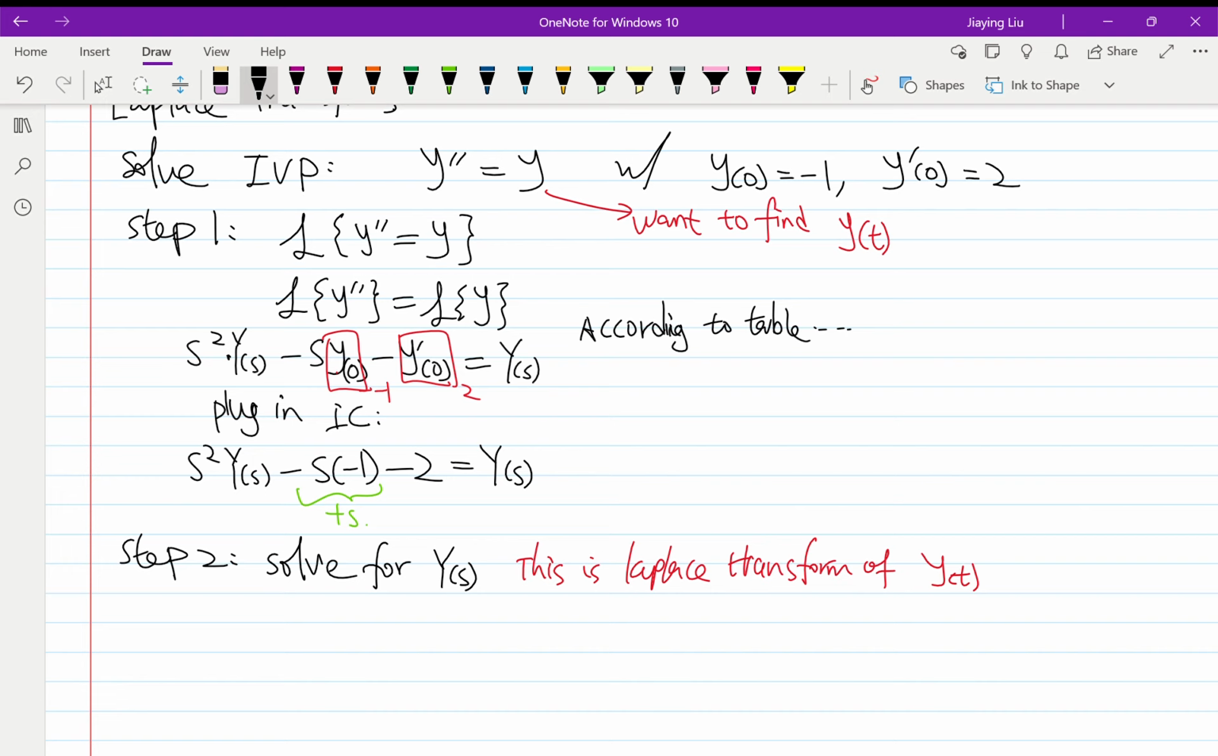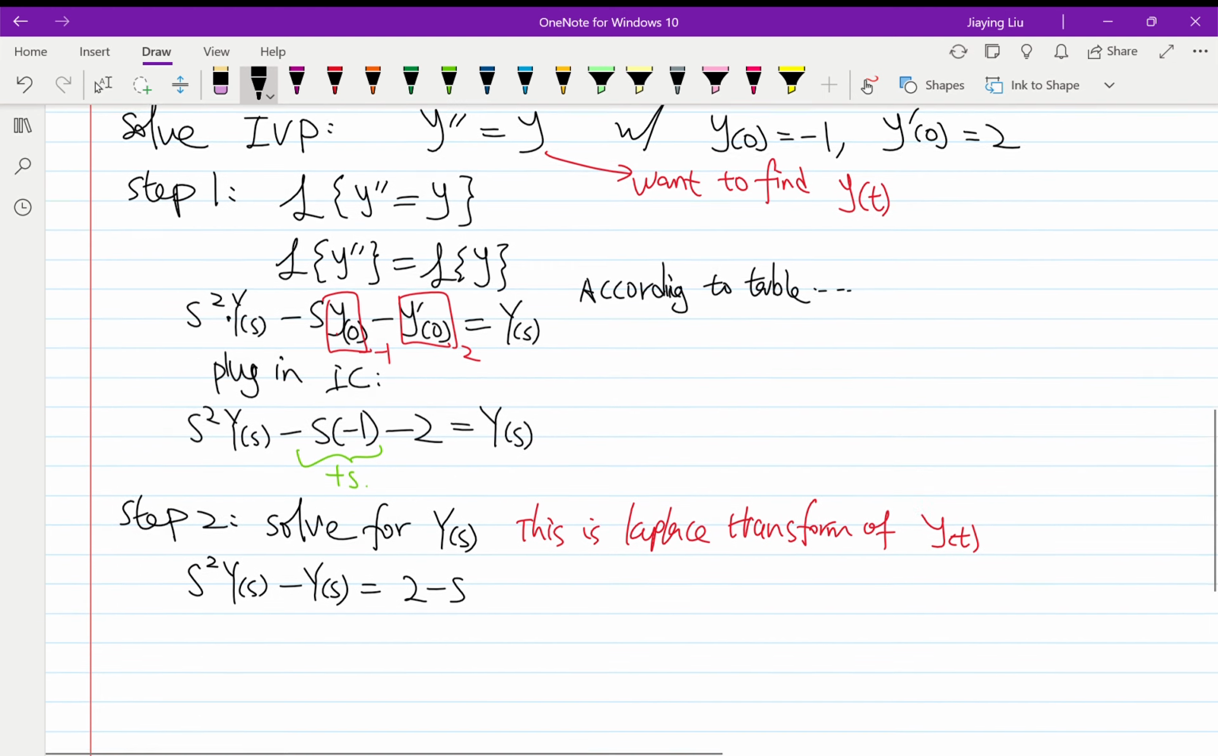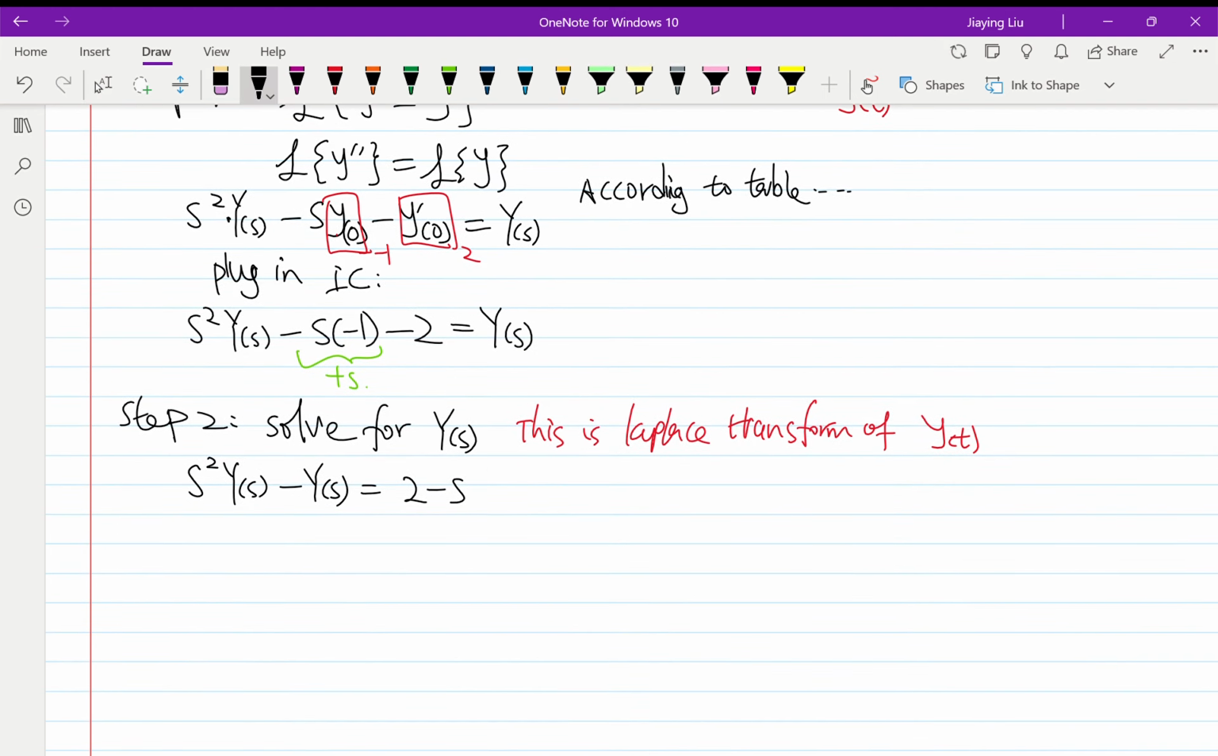So if we solve for y of s, I'm just going to move the right side to the left, move s and the -2 to the right side. So we get s squared y of s minus y of s, and then move the two terms to the right, so we get positive 2 minus s. And then we're going to do a little bit of factoring, really group the like terms on the left. So we get s squared minus 1 y of s equals 2 minus s.